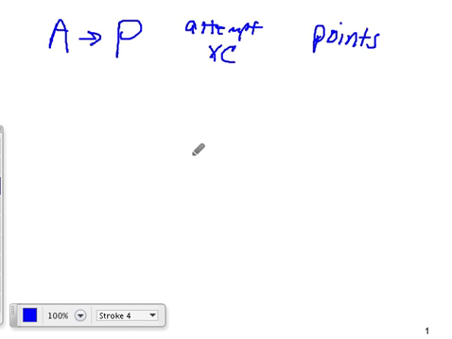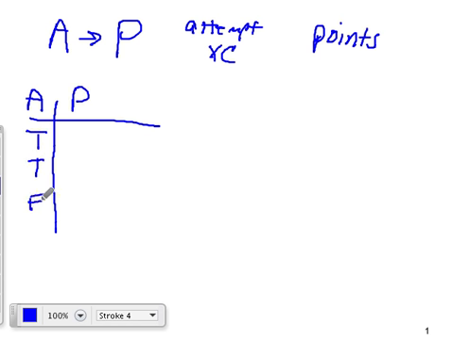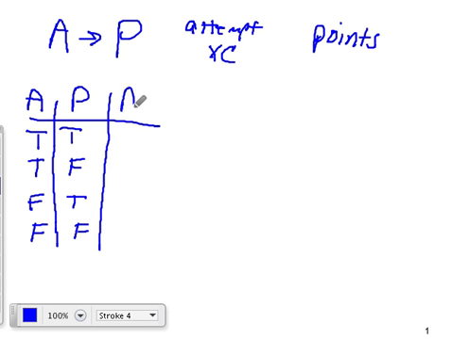Now, what we want to try to do is think of the possibilities. Here we have two: we have A and we have a P. Because there's two, we know it's going to be true, true, false, false, and we're going to toggle this. Now we want to see if this can happen. So we're trying to find the truth values for a conditional.